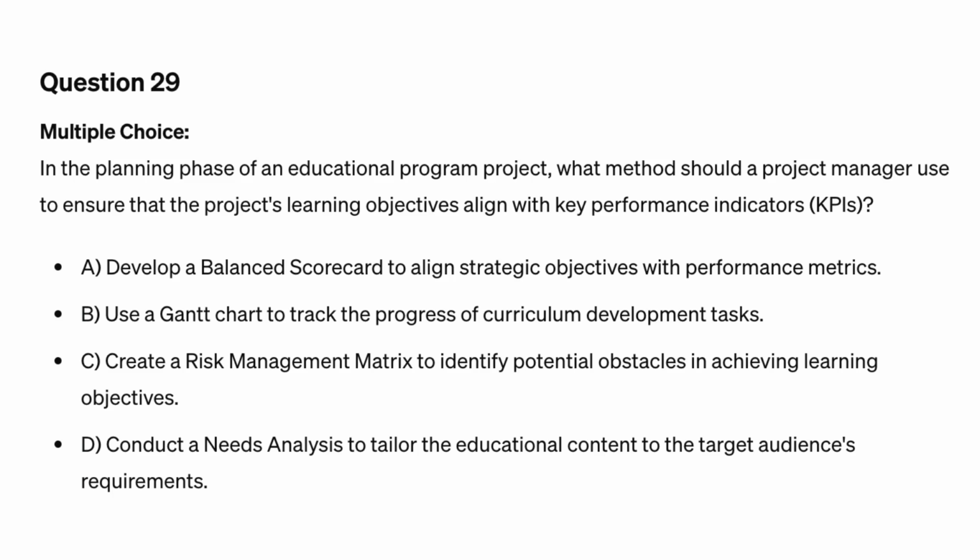Question 29. In the planning phase of an educational program project, what method should a project manager use to ensure that the project's learning objectives align with key performance indicators (KPIs)? A. Develop a balanced scorecard to align strategic objectives with performance metrics. B. Use a Gantt chart to track the progress of curriculum development tasks. C. Create a risk management matrix to identify potential obstacles in achieving learning objectives. D. Conduct a needs analysis to tailor the educational content to the target audience's requirements.